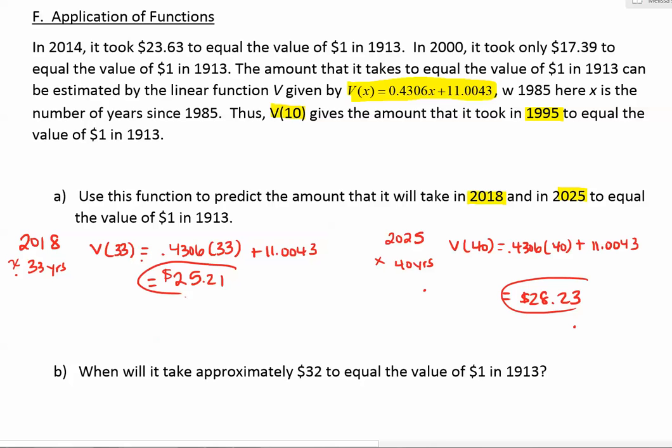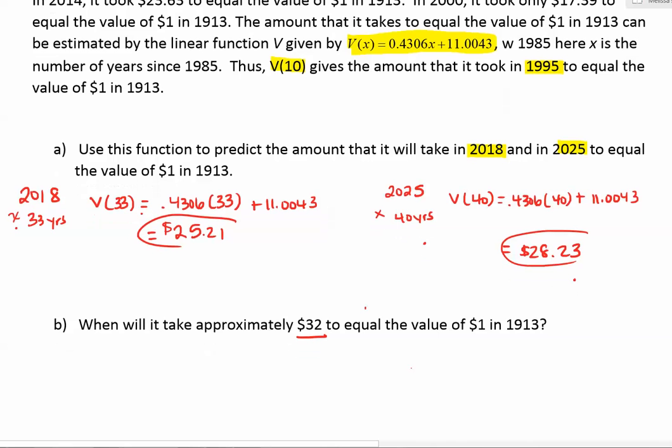For the second part, we want to find out how long will it be before it takes approximately $32 to equal the value of $1 in 1913. This is where we do not know x, but we do know what the amount is. So we're going to plug 32 in on the left side of the equation. So we get 32 equals 0.4306x plus 11.0043, and we want to solve this algebra equation for x.